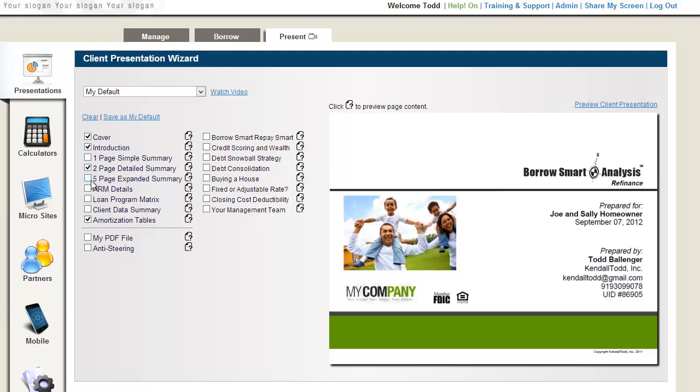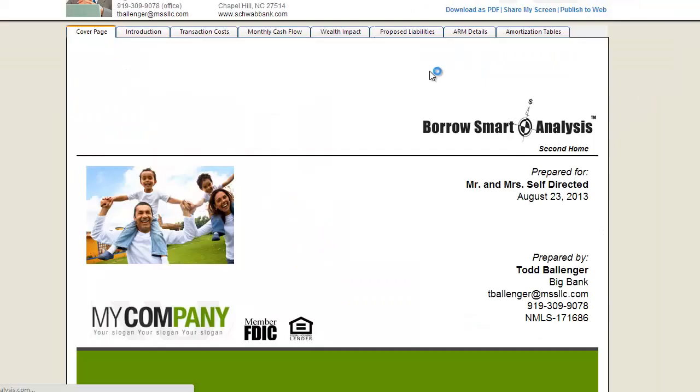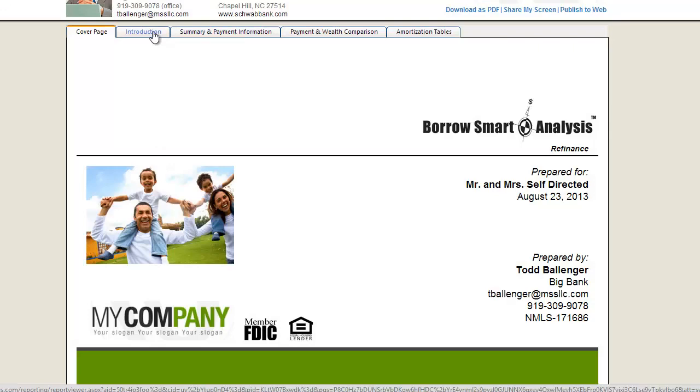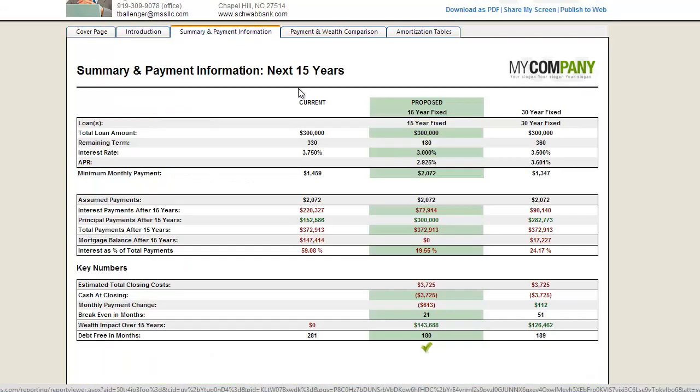We maybe do the cover, the intro. Maybe we'll go with a 2-page plan here in the AM table, and I preview the presentation. So my introduction and my notes are going to be here. My summary, this is current, 15 and 30. Here's what I recommend. The impact over 15 years for you is positive 143 versus positive 126. You can't go wrong with either one of these. If you feel more comfortable having a lower minimum monthly payment of $13.47 and you have the option to make the assumed payment of $20.72, you can do that. This builds the discipline in for you. This is going to require that you make the extra payment each month.